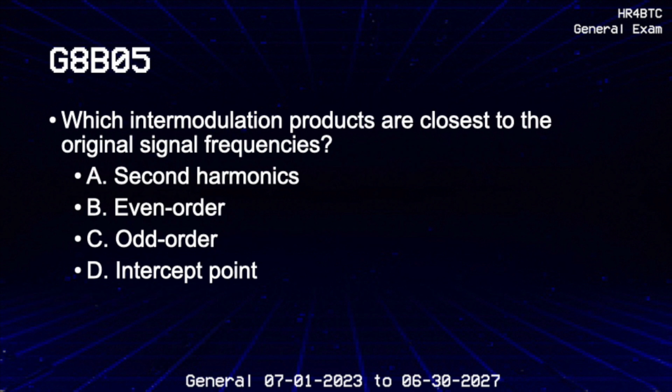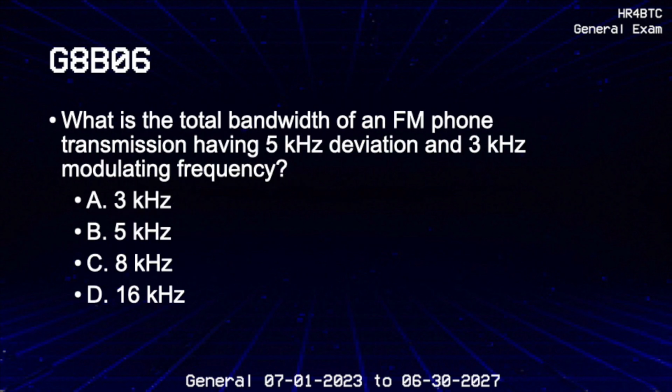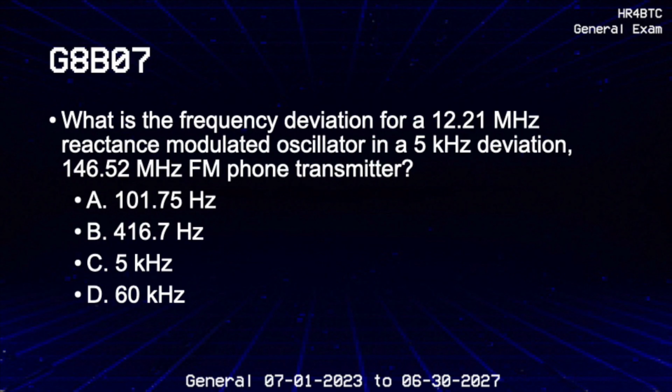Which intermodulation products are closest to the original signal frequencies? Odd order. What is the total bandwidth of an FM phone transmission having 5 kHz deviation and 3 kHz modulating frequency? 16 kHz. What is the frequency deviation for a 12.21 MHz reactance modulated oscillator in a 5 kHz deviation, 146.52 MHz FM phone transmitter? 416.7 Hz.